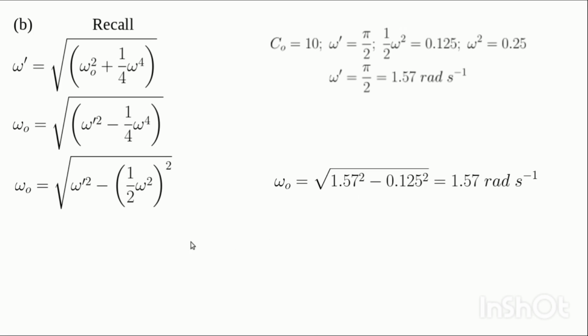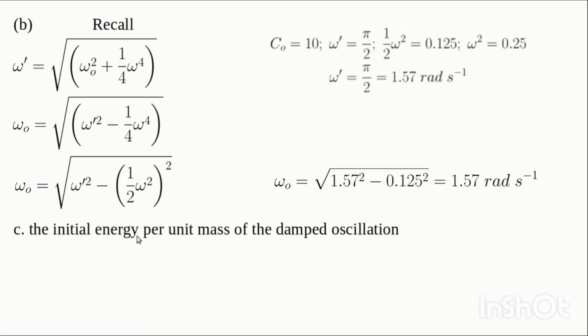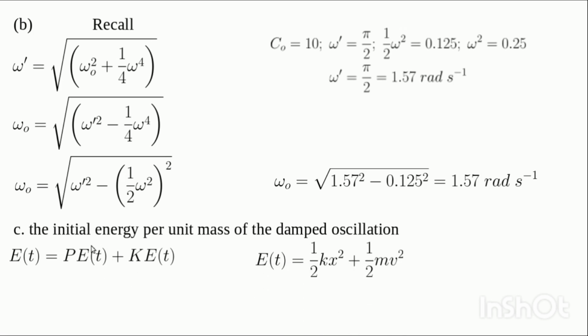Okay, so the next is the initial energy per unit mass of the damped oscillation. Now, for this particular one, it's important for us to generate the expression for the energy. So we start with the expression for the energy, which is as a result of the potential energy of the spring plus the kinetic energy of the spring at any point in time. So let's concentrate on our potential energy first. So this energy is expressed as half of kx squared plus half of mv squared.